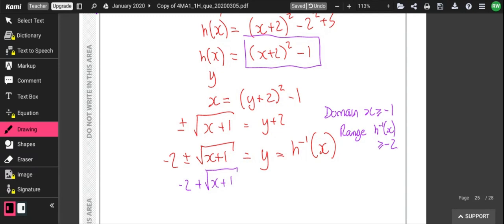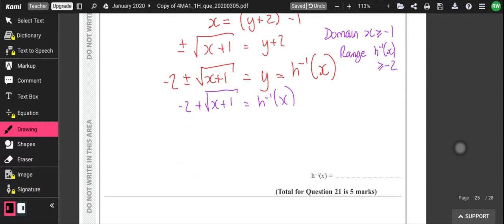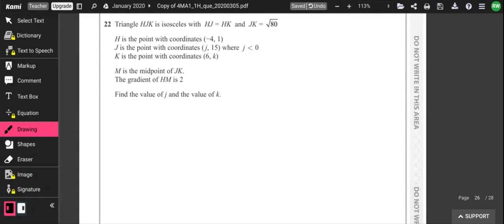So we have to eliminate the plus minus bit there, and we just stick with our plus for our inverse function. Okay, a bit more detail than perhaps you need there, but that's why we don't have the minus sign on the bottom there. The final question is some coordinate geometry.